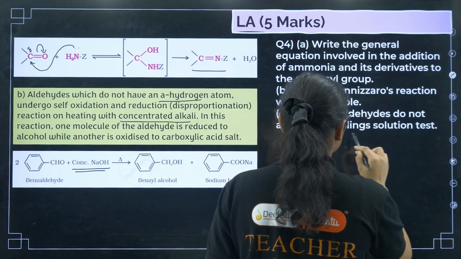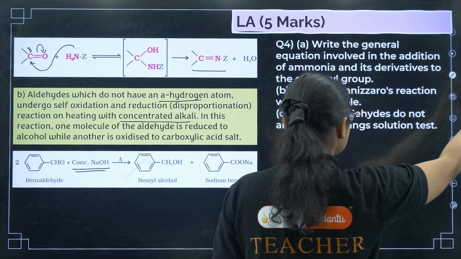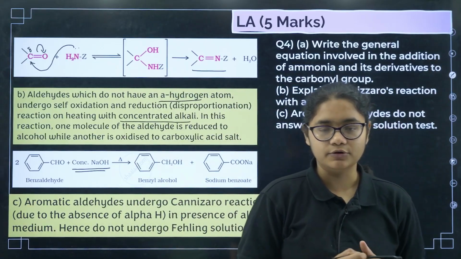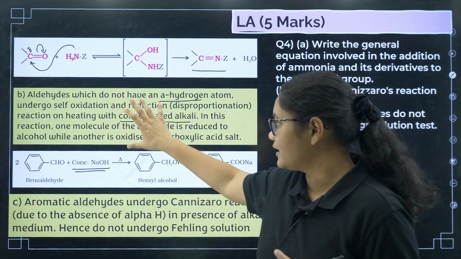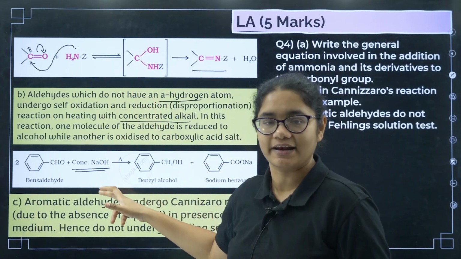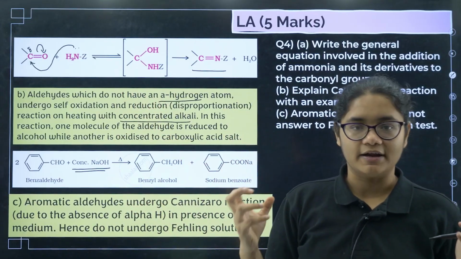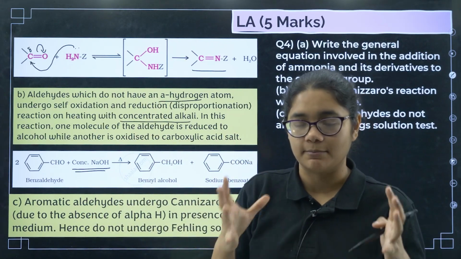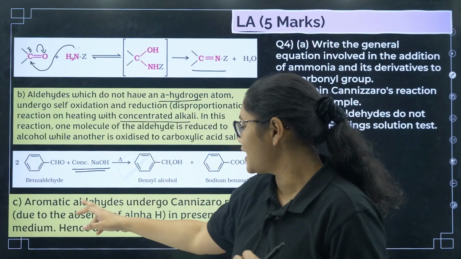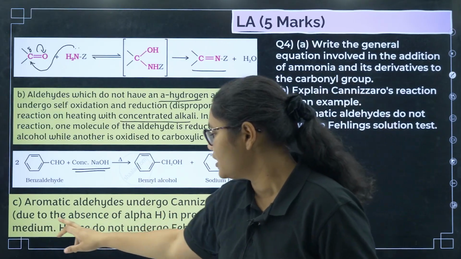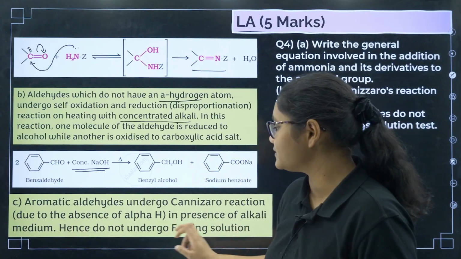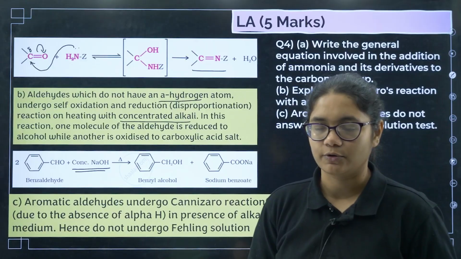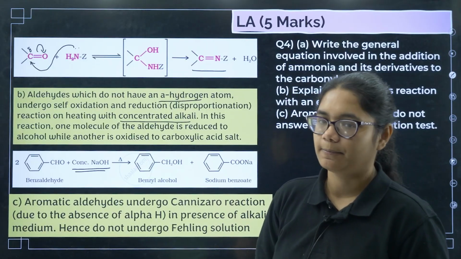Next, aromatic aldehydes do not answer Fehling solution. Why? When you take Fehling solution, you give an alkaline medium, and you just studied that the Cannizzaro reaction takes place in this alkaline medium. So when there is no alpha hydrogen and you are providing alkaline medium, instead of undergoing Fehling's reaction, the compound undergoes the Cannizzaro reaction. So aromatic aldehydes undergo the Cannizzaro reaction due to the absence of the alpha hydrogen in the presence of alkali medium, hence they do not undergo Fehling's reaction. You cannot find the red precipitate there.